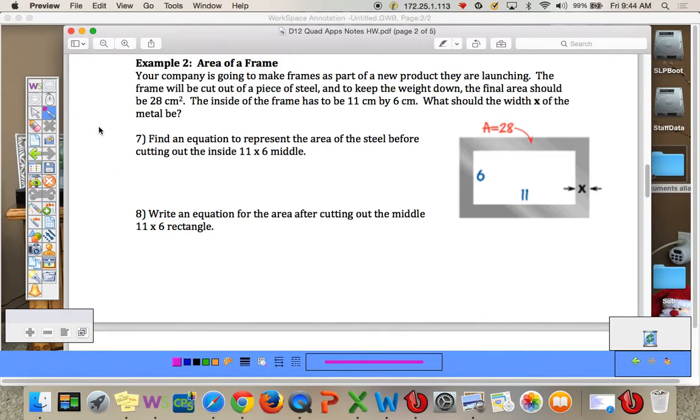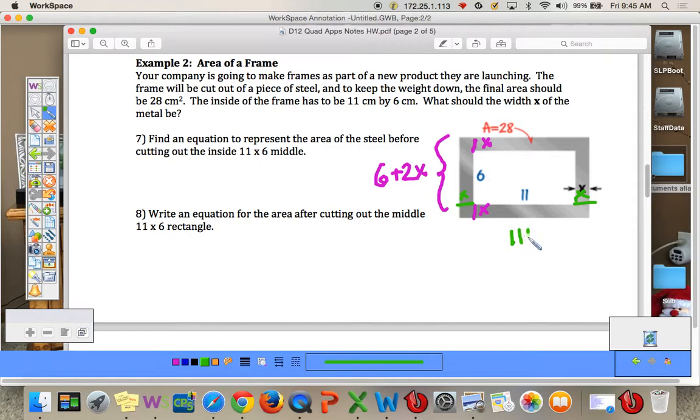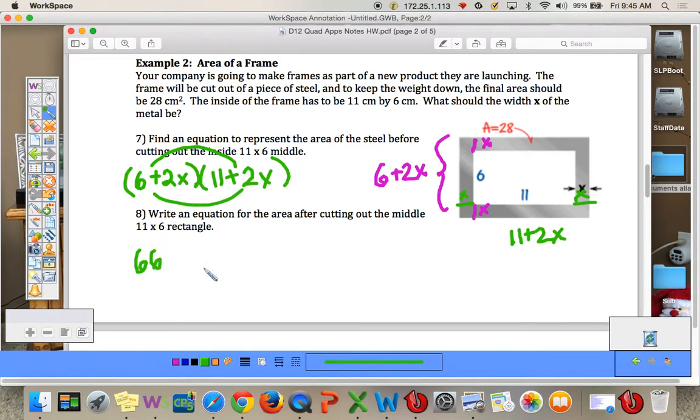So let's figure out the equation for this. Keep in mind this is x and this is x. So this distance right here is 6 plus 2x. And over here, this is x and this is x, so this width is 11 plus 2x. Let's multiply this out. We have 6 plus 2x times 11 plus 2x. If I FOIL that, we'll get 66 plus 12x plus 22x plus 4x squared.